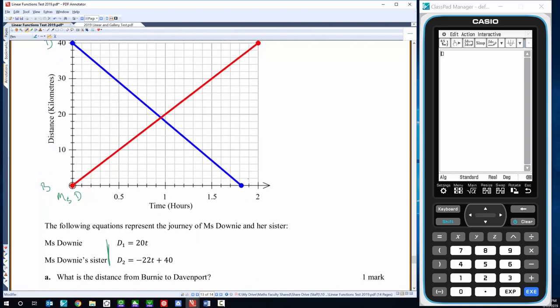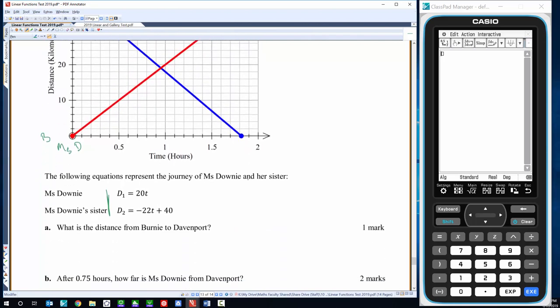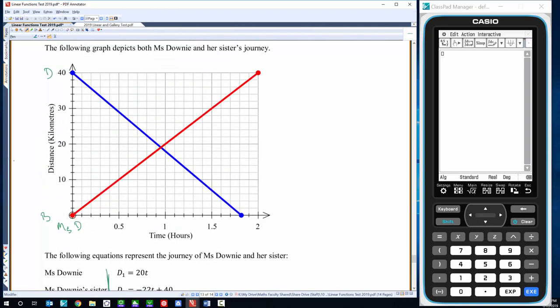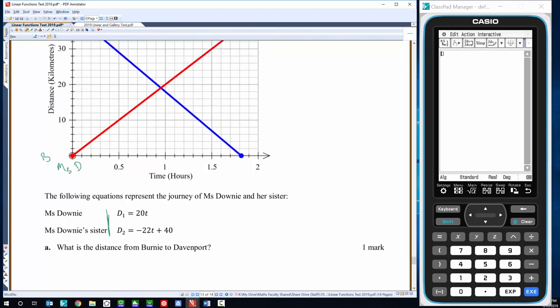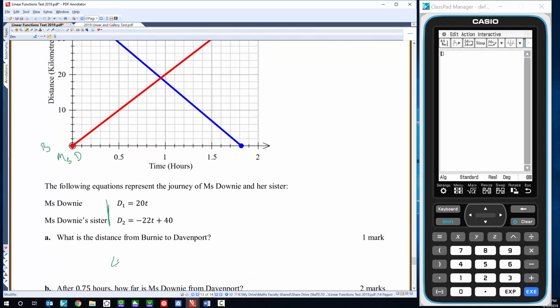So what's the distance from Burnie to Devonport? Many of you actually use the distance formula here, but really you just had to read it off the graph. This is Burnie here, and this is Devonport here. They are 40 k's apart.